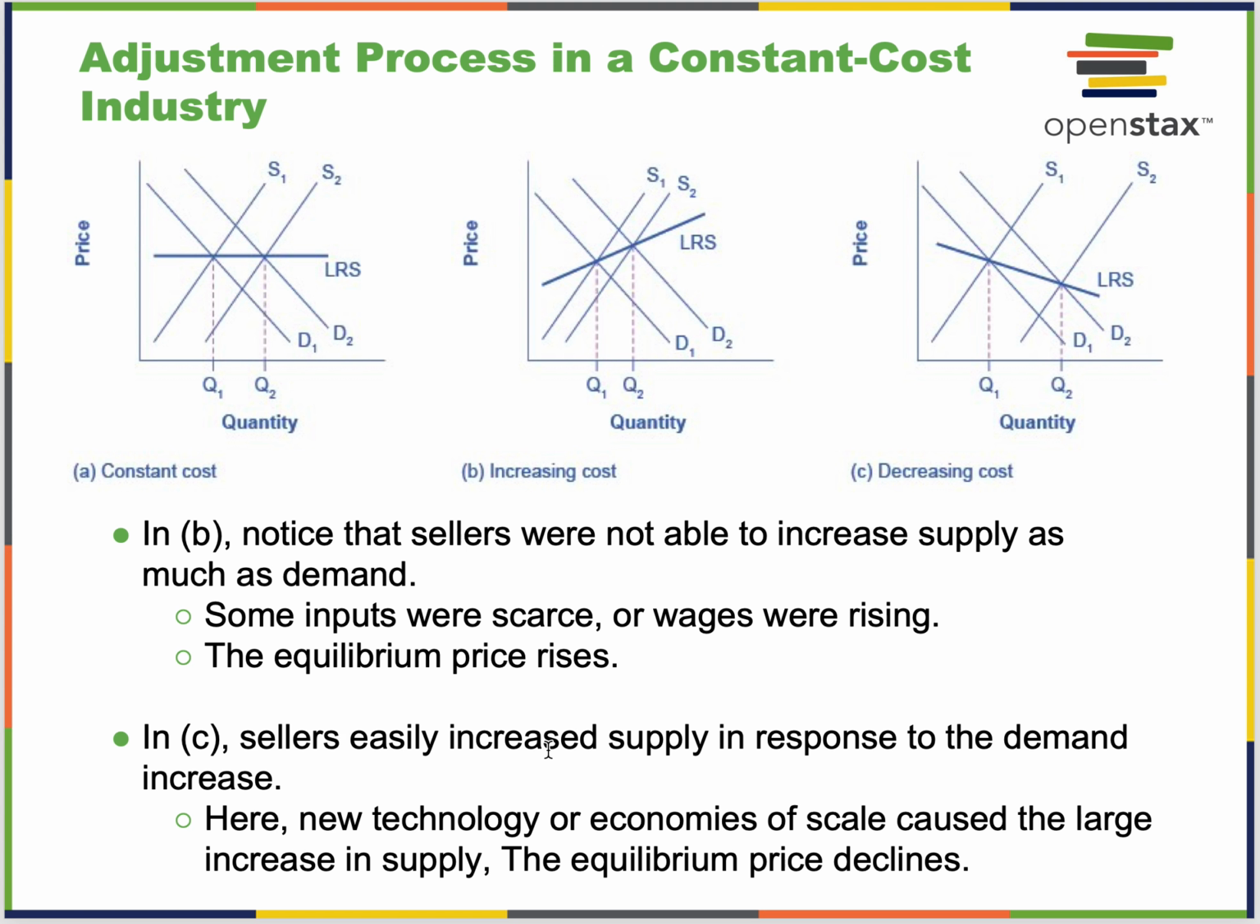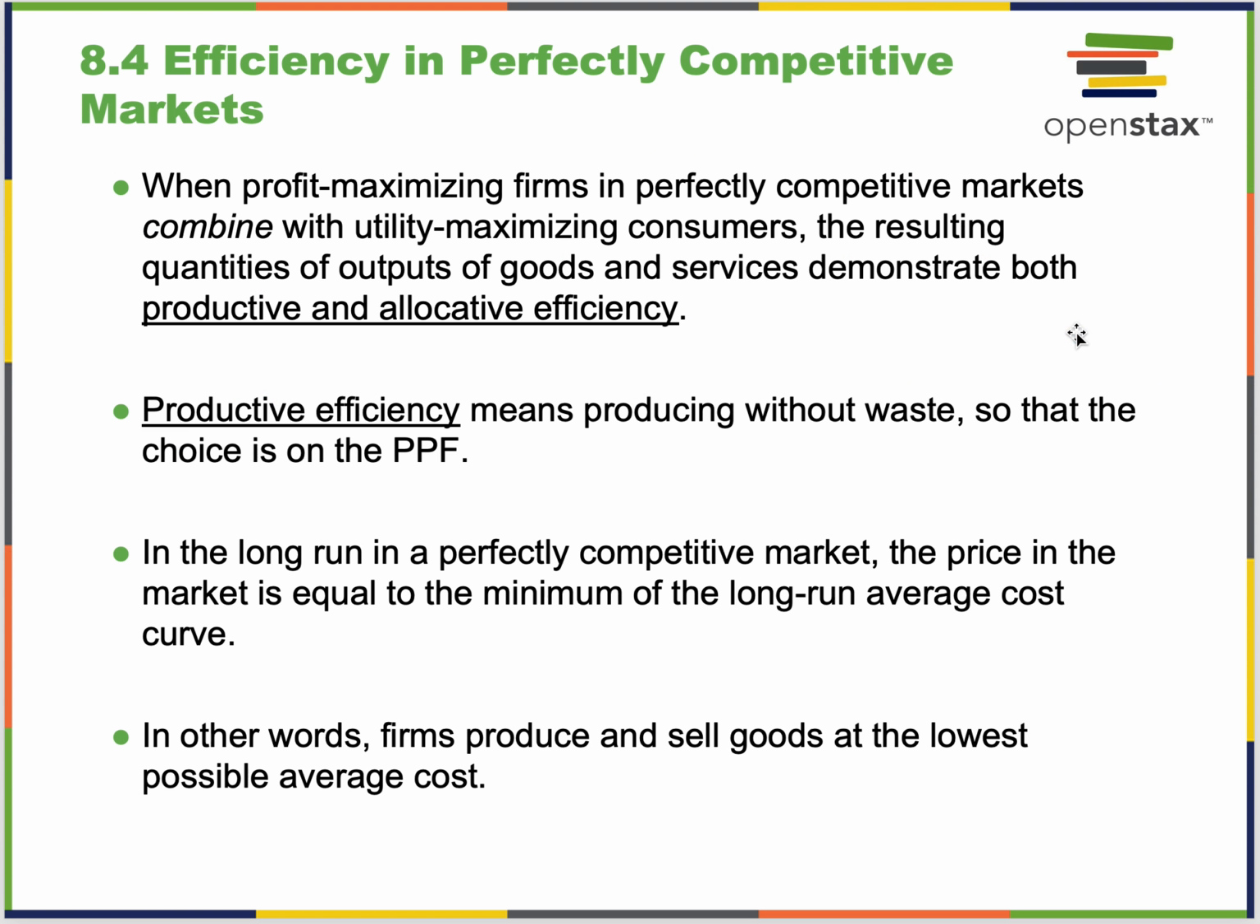Sellers easily increase supply in response to demand. Here, maybe new technology or economies of scale cause a large increase in supply, so the equilibrium price decreases. I think this is what happens like with big screen TVs over time. The demand increased, the supply increased, technologies for making it increased, and increased at such a rapid rate that the price of those things came down.